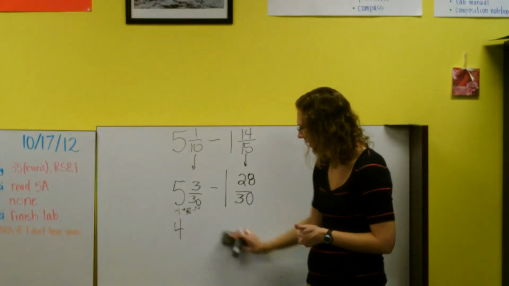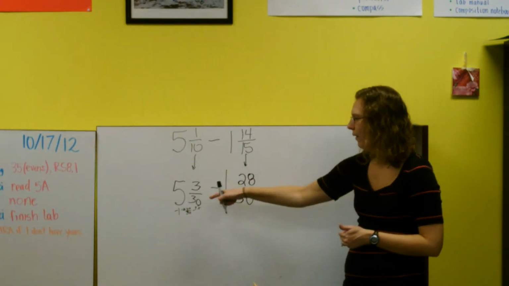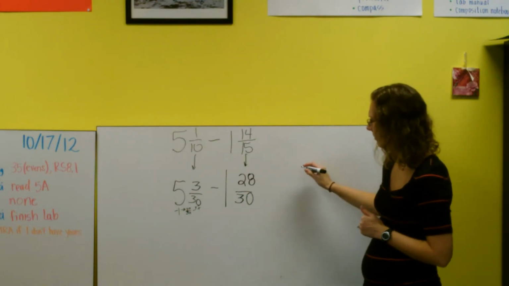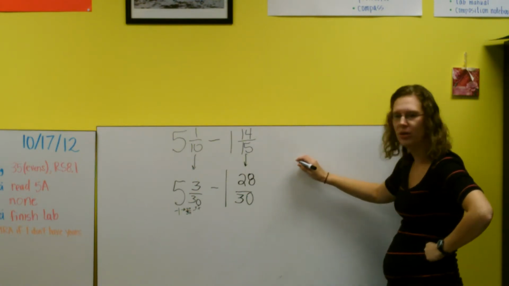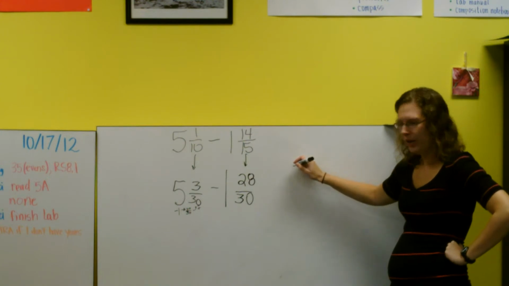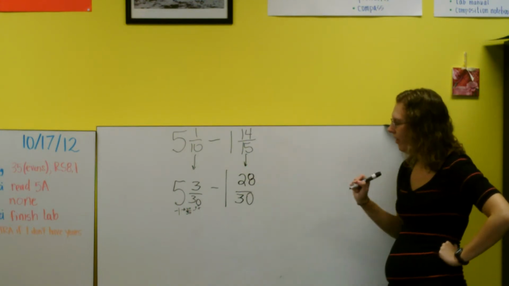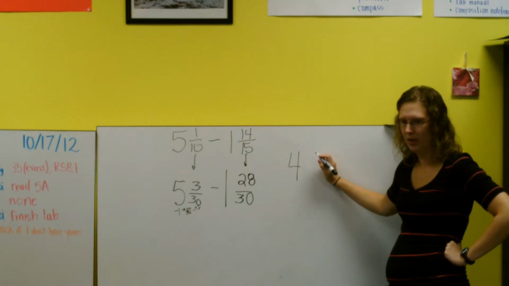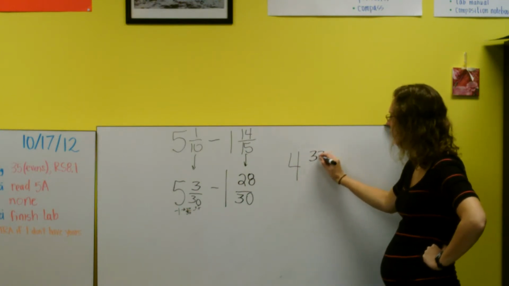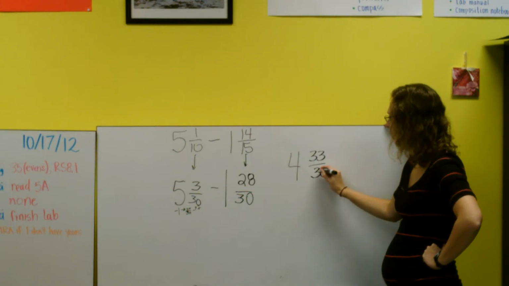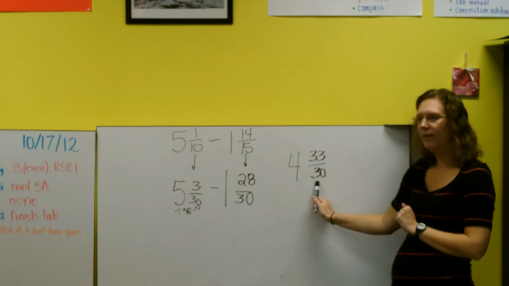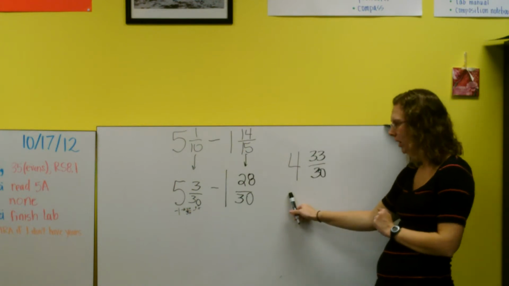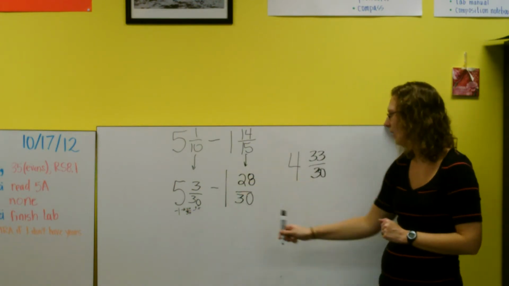So come on, you got ahead of us. What are you going to change 5 and 3 over 30 into? You're going to add 30. So what's our new, instead of 5 and 3 over 30, we said our whole number was 4. And what's our new fractional part? 33 over 30. Good. Okay? So again, we have an improper fraction inside a mixed number, but the only time we're okay with that is when we're trying to figure out the math.